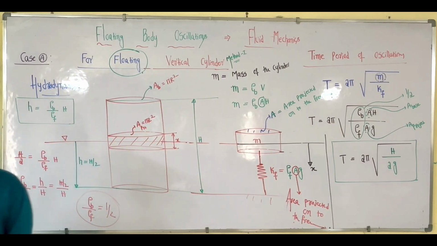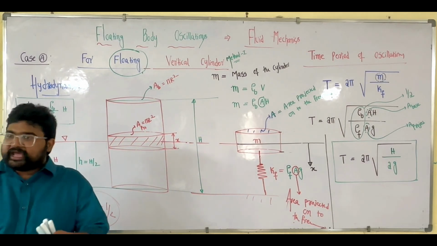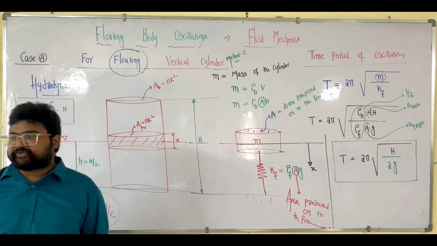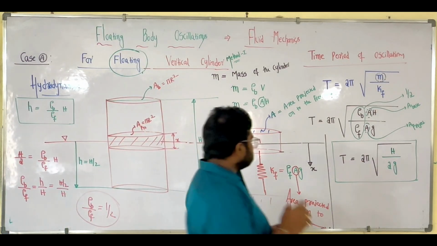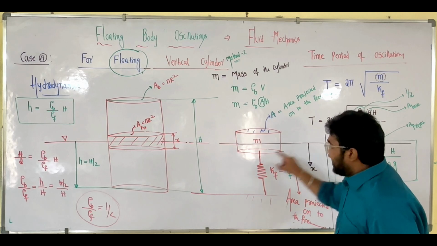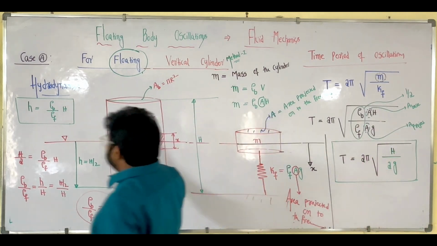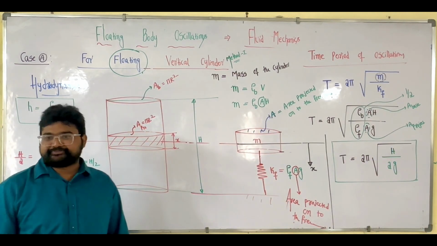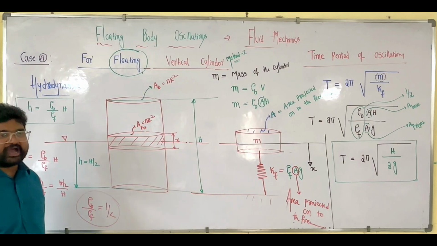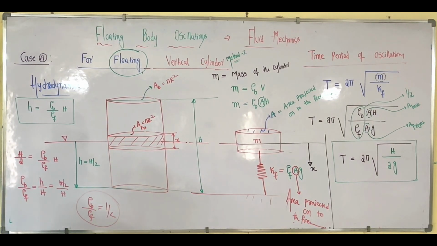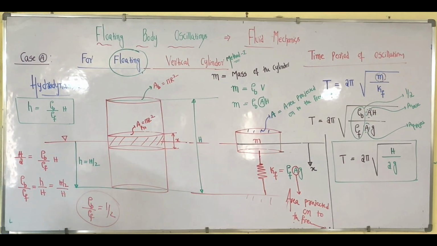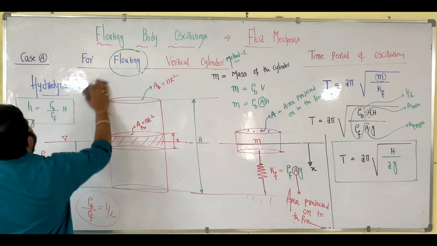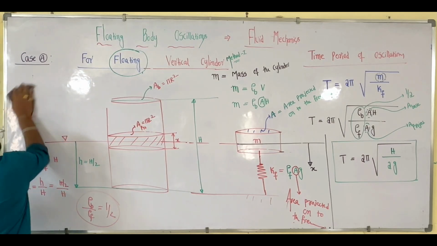For example, if you take a cone, the area projected onto the free surface is different and the base area is different. Understood? So in this particular case, in order to calculate Kf, take the projected area only, the area projected onto the free surface. T equal to 2 pi square root of H by 2g. Completed.